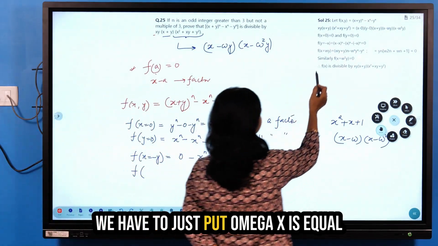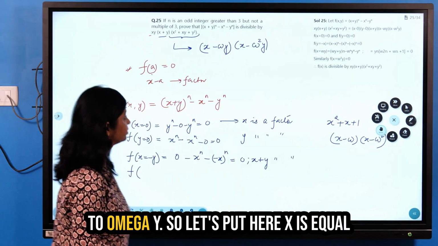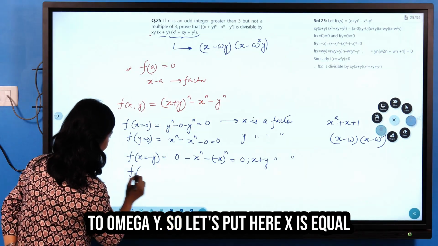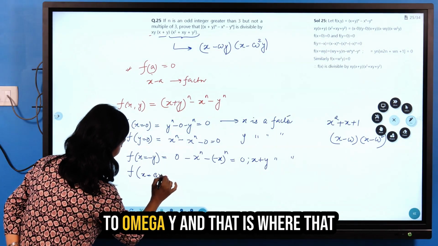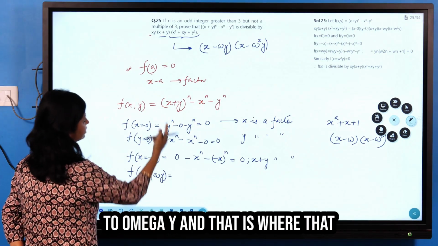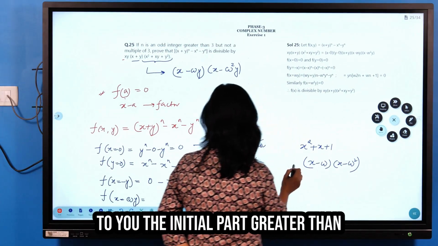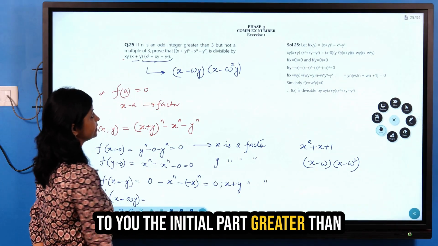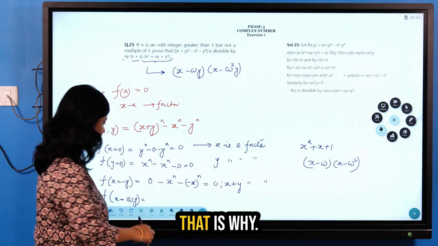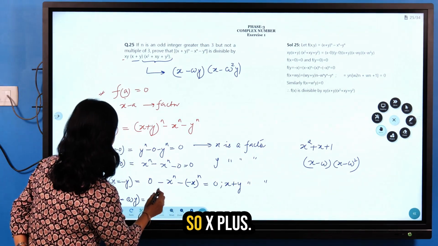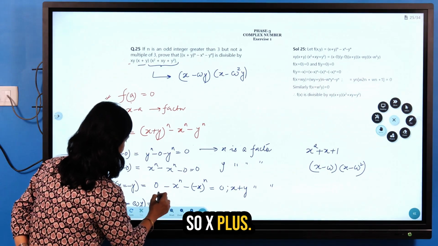We have to just put x is equal to omega y. So let's put here x is equal to omega y. And that is where that 3k thing is there. The question is giving you the initial part, n greater than 3 but not a multiple of 3. That is why.